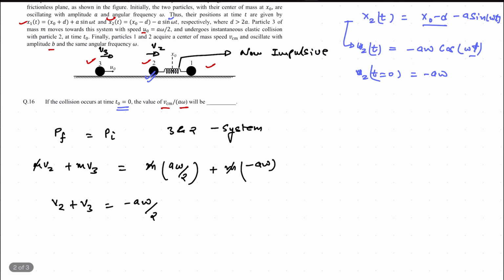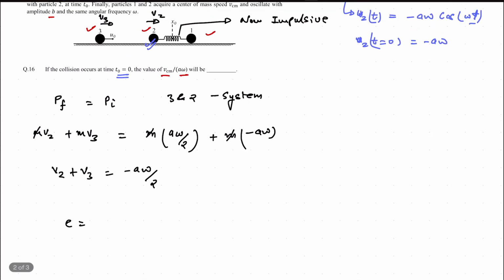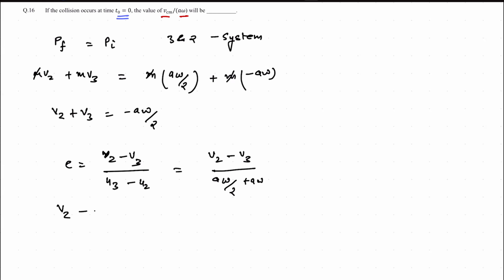Now for the second equation, they have given that the collision is elastic, so we can apply the coefficient of restitution, that is velocity of separation divided by velocity of approach. Velocity of separation is v2 minus v3, divided by velocity of approach, u3 minus u2. So v2 minus v3, these two values are unknown, divided by u3, which is a omega by 2 as given in the question, and u2 is negative. It means this particle was moving in the left direction, so negative becomes positive a omega. So we are getting v2 minus v3 equals 3 a omega divided by 2. This is our equation 1 and equation 2.